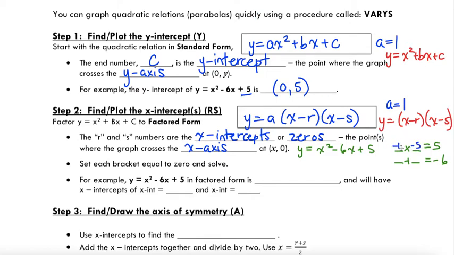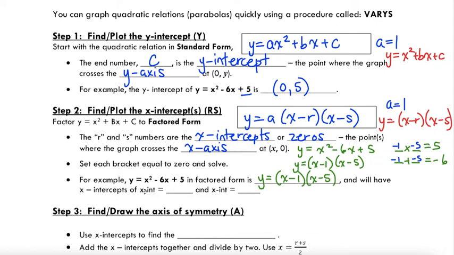Because two negatives make a positive when I multiply them together, and negative 1 plus negative 5 is negative 6. So those are my factors. So I'm going to have x minus 1 and x minus 5. So this equation from standard form to factored form would look like y equals (x minus 1)(x minus 5).